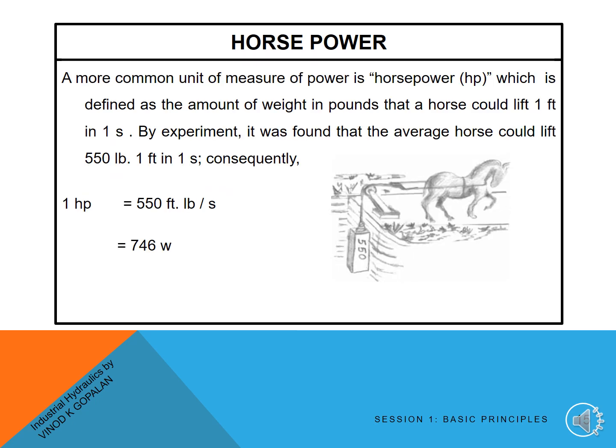A more common unit of measure of power is horsepower, which is defined as the amount of weight in pounds that a horse could lift 1 foot in 1 second. By experiment, it was found that the average horse could lift 550 pounds 1 foot in 1 second. Consequently, 1 HP is equal to 550 foot-pounds per second. When we convert it into watt, it becomes 746 watt.